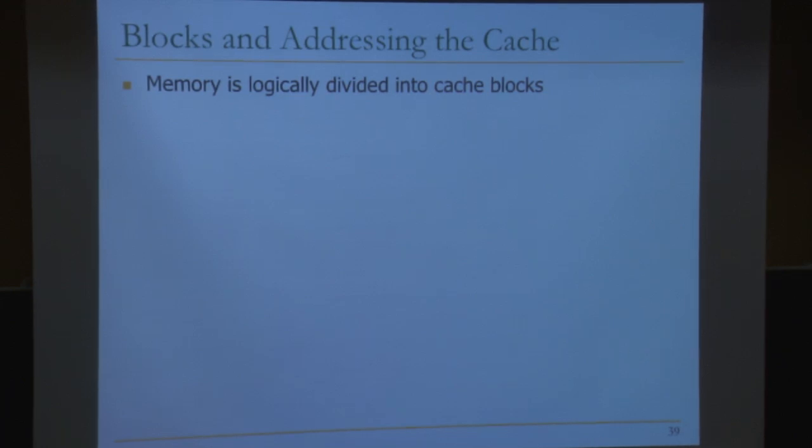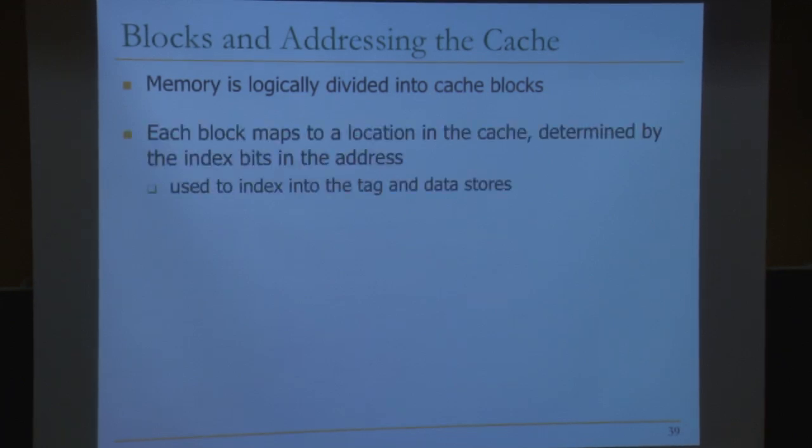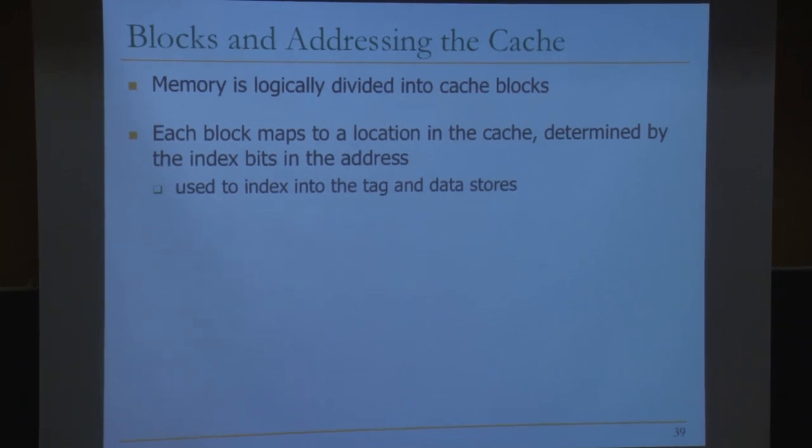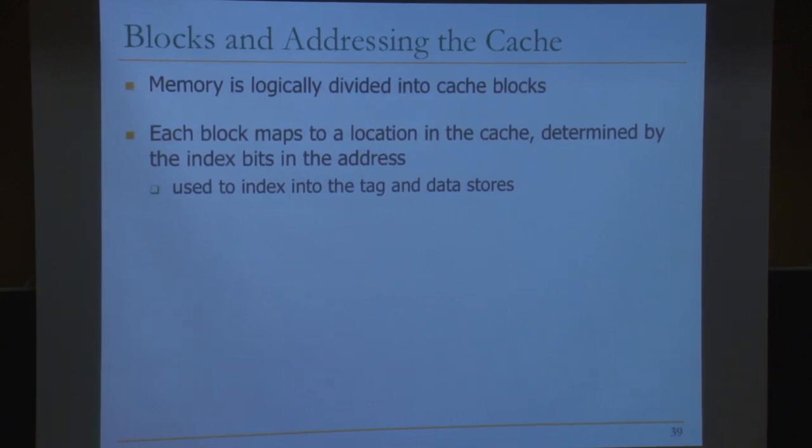OK. I told you that memory is logically divided into cache blocks. And each block maps to a location in the cache, and it's determined by the index bits in the address. So we're going to divide the address into three portions.